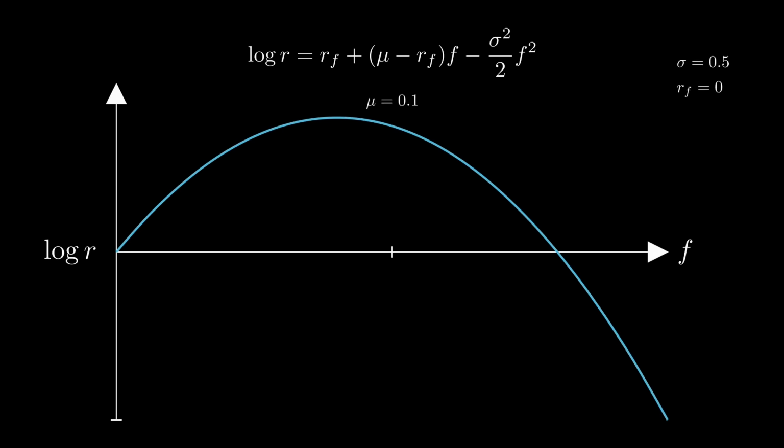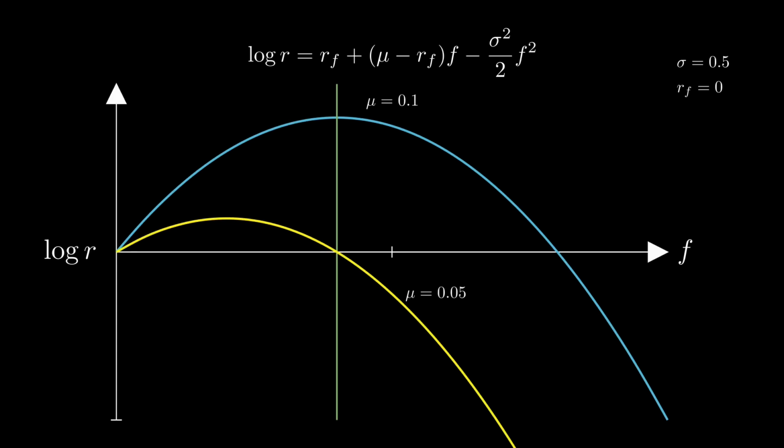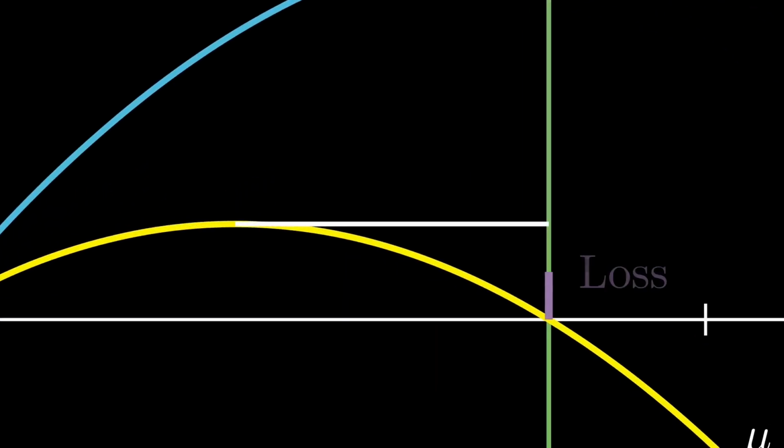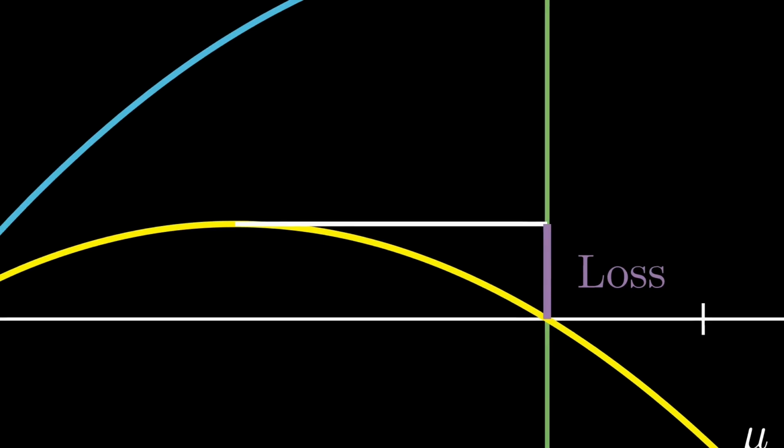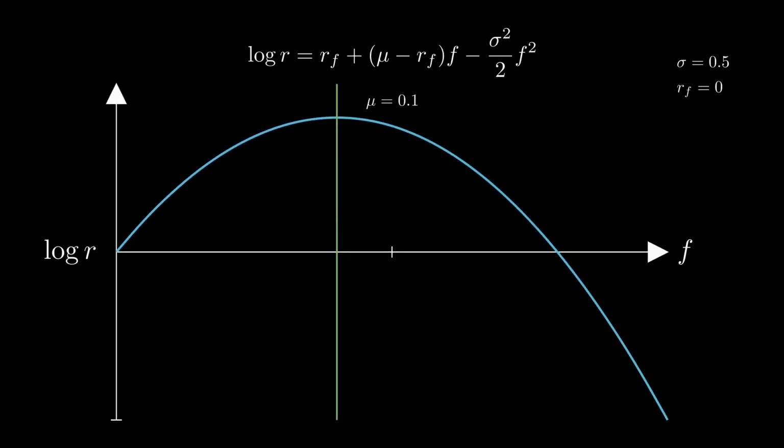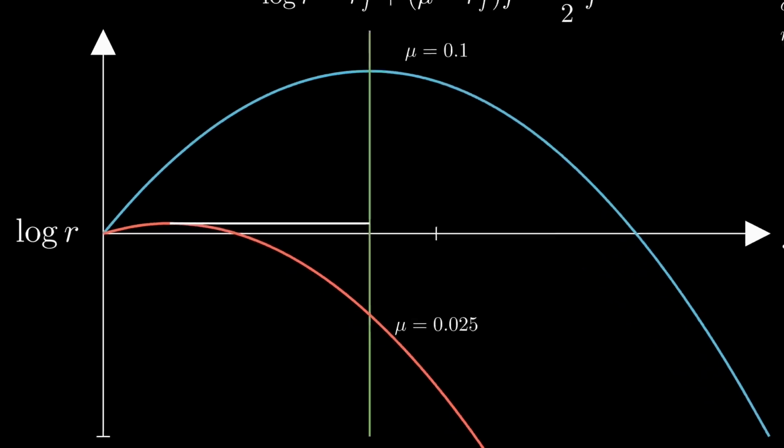This curve shows the log return when mu equals 0.1 and standard deviation equals 0.5. We take the risk-free rate to be 0. The Kelly fraction is at the top of this curve. When we bet the Kelly fraction, represented by this green line, we're assuming our prediction of mu is accurate. But if the actual mu is only half of what we predicted, the correct curve shifts to this yellow one. In this case, we lose out on some of the potential returns. In a more extreme scenario, where the actual mu is only a quarter of our prediction, our returns turn negative.